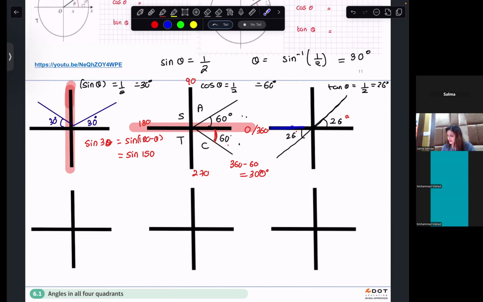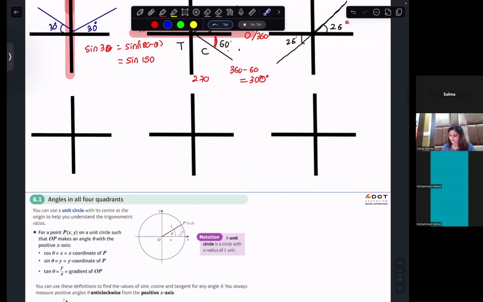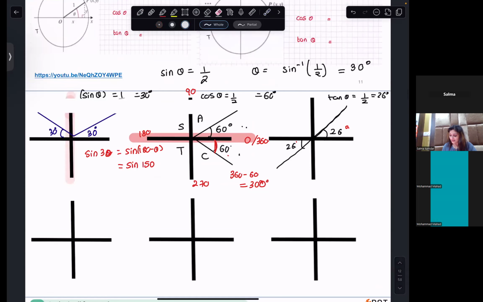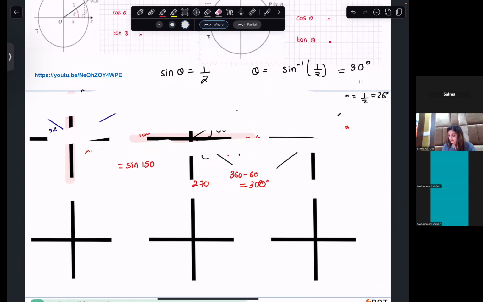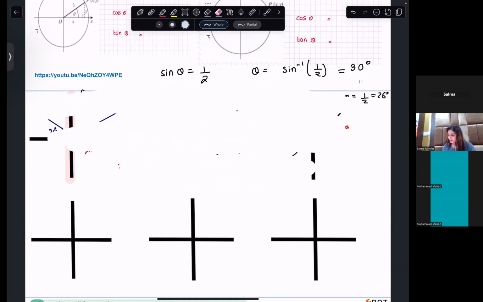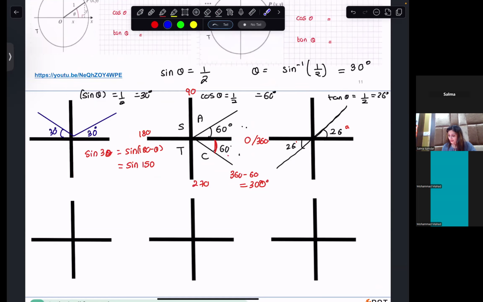Which angle is this? This is 180. Yes, but 180 plus 26. Why 180 and not 270? We will always take the acute angle with the x-axis. We will always take the acute angle with the x-axis. Come on, I'm giving you time. I want you to draw this. Try it yourself, and then I will move ahead.